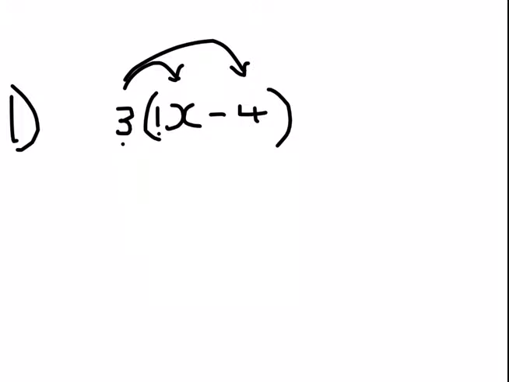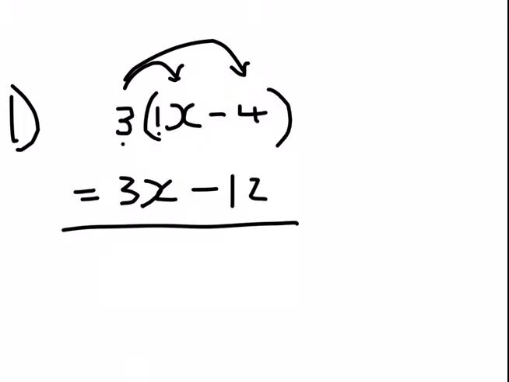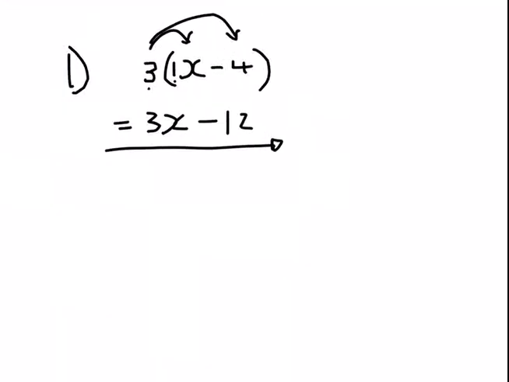That's how it works. So 3 times 1 is 3, and then you have your x there, minus, what is 3 times 4? Definitely that is 12. And just like that, that is the end of it. Then now, okay, let's look at a negative coefficient multiplying the bracket.